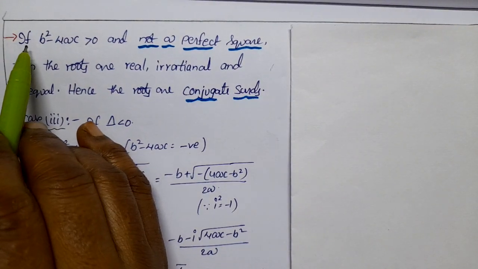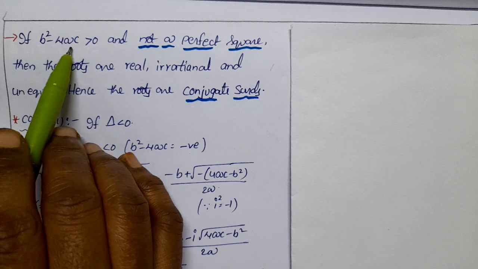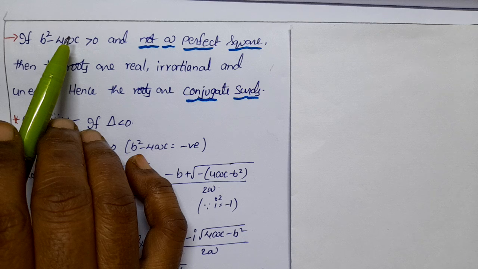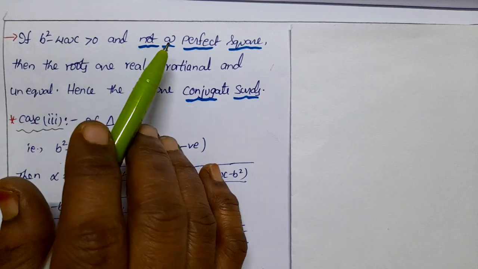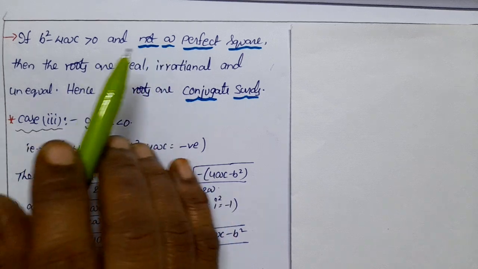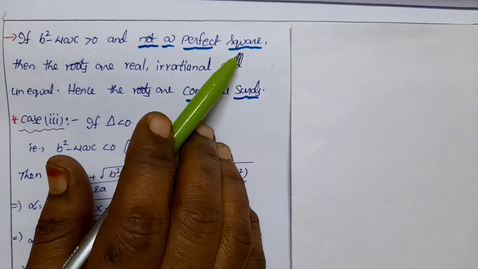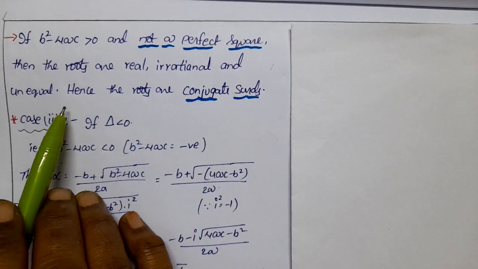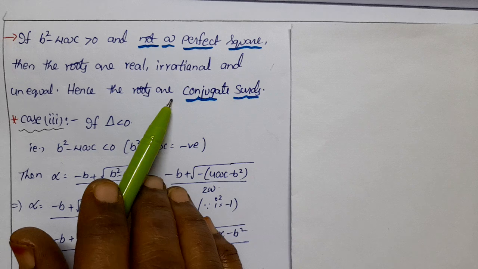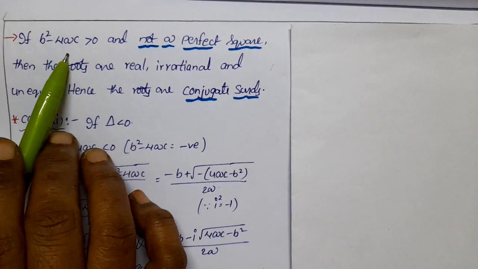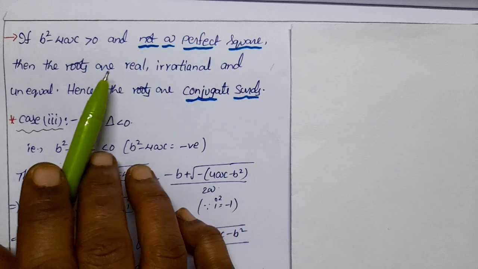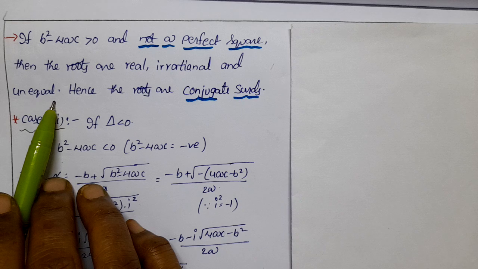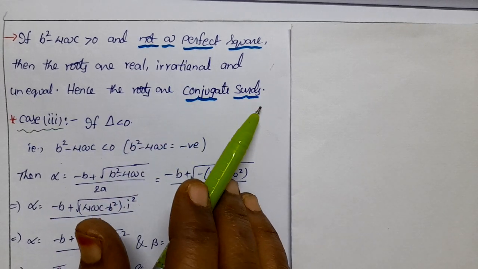If delta greater than 0, meaning b square minus 4ac greater than 0, and it is not a perfect square, meaning we get numbers like 23, 17 and so on, then those numbers are not perfect squares. Then the roots are real, irrational and unequal. Then the roots are conjugate roots. Those roots are called conjugate surds.